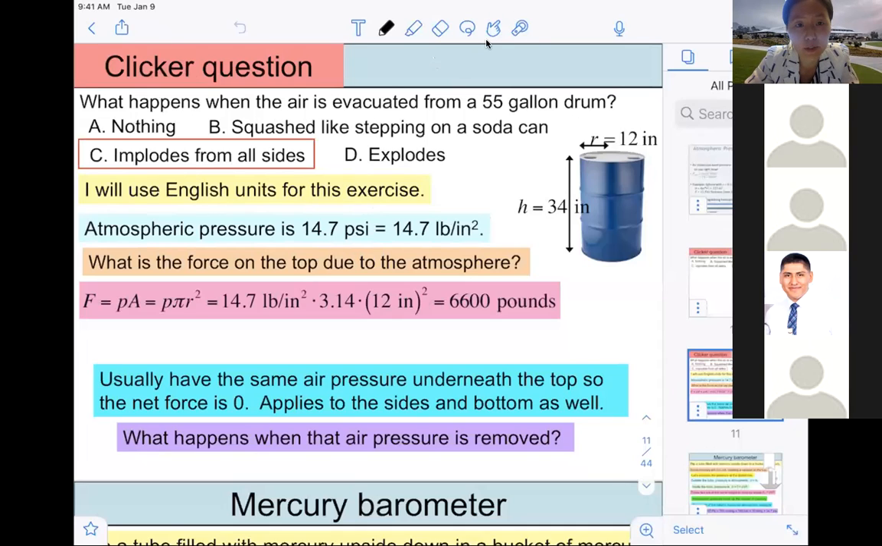All right, I hope that you had a chance to look at the recorded lecture I did for Monday. The main new concept we talked about in Monday's class was how to calculate the pressure underneath some liquid.